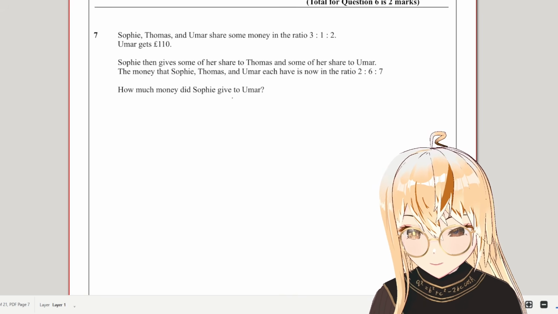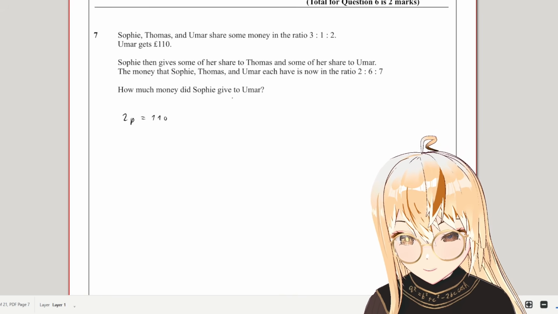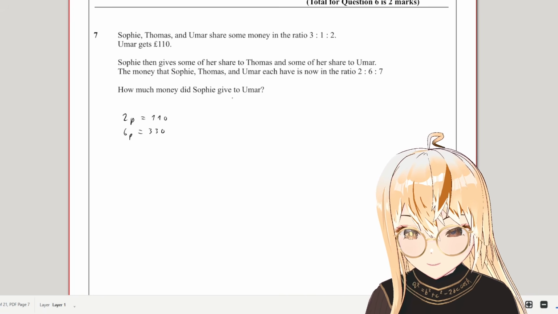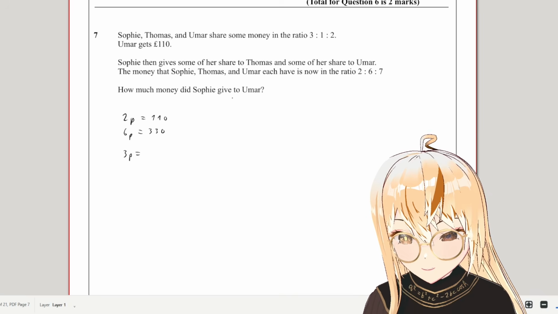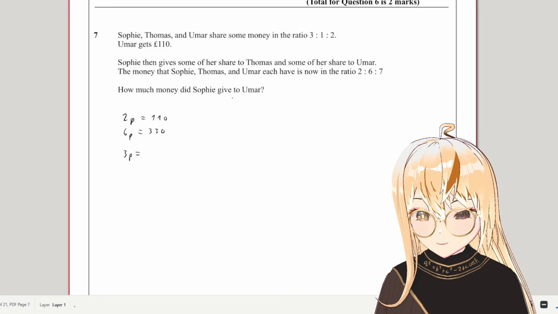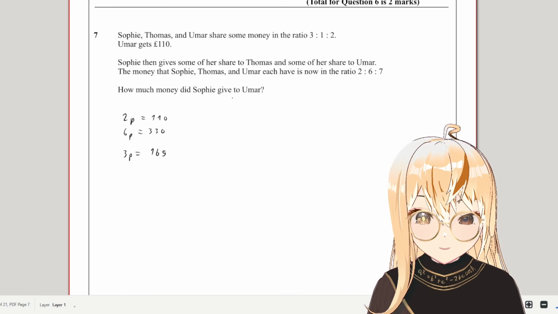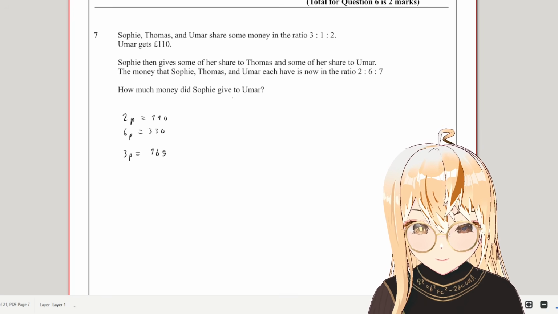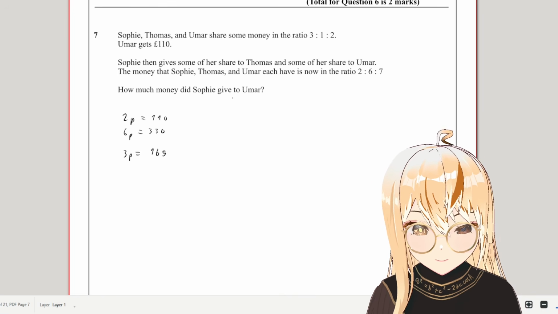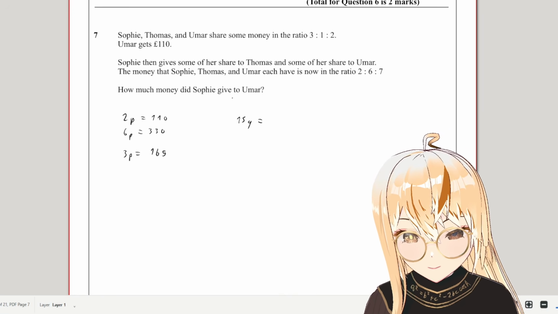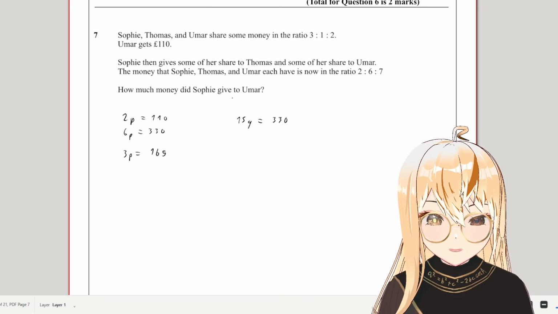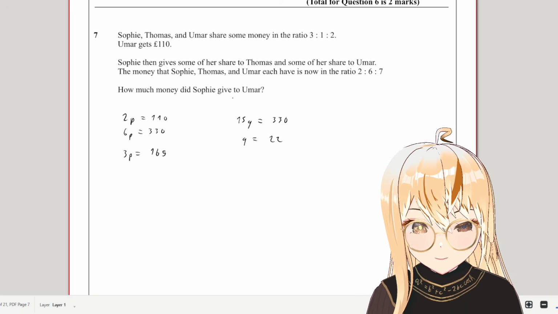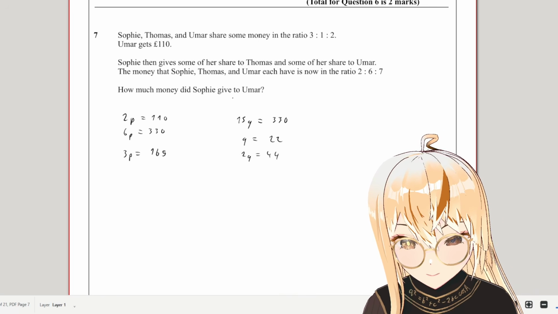So we can just say that something like 2p is equal to 110, and the total is 6p, which would be 330. Sophie would have 3p, which is half of that, and that is 165. So we know that the total money they have is 330, so the new amount in that new ratio 2 to 6 to 7 would be 15q equals 330, and q would equal to 22. So now Sophie has 2q money, which is 44.